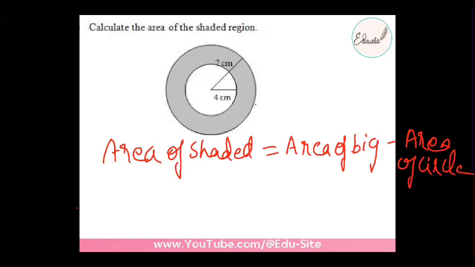You'll easily get the area of the shaded part if you subtract the bigger circle minus the smaller circle, then you'll get the rest of the shaded part, correct? So how do you find the area of the bigger circle and the area of the small circle? It is the same as the previous things.